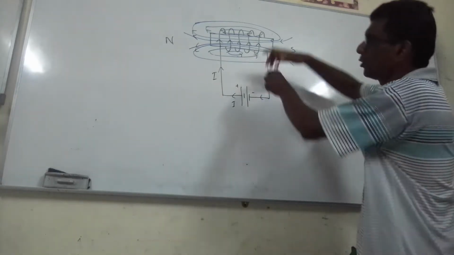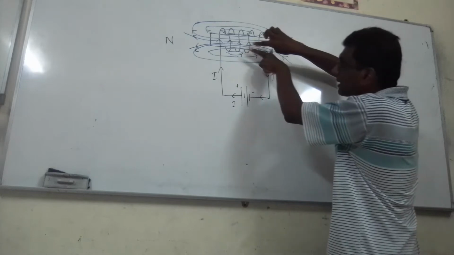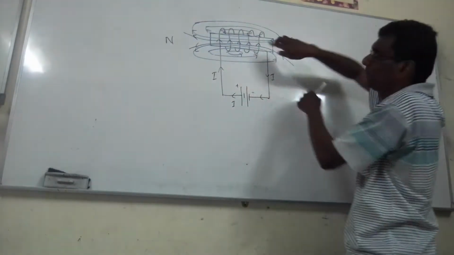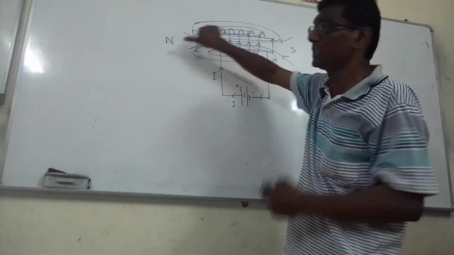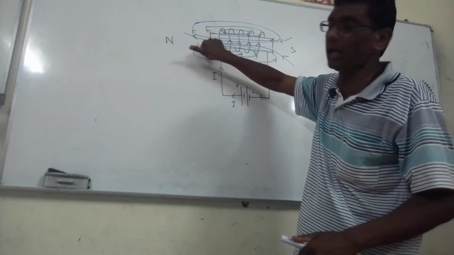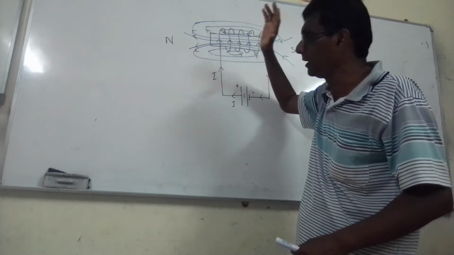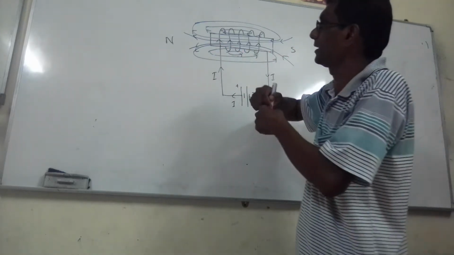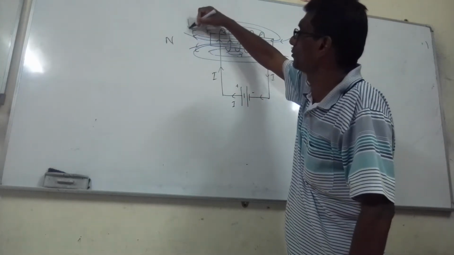So this electromagnetic field direction starts from north and south, because we have found north is this side, this direction, not this direction. Okay, so the electromagnetic field direction is from north to south. So this is the direction of magnetic field. This is the direction of electromagnetic field.